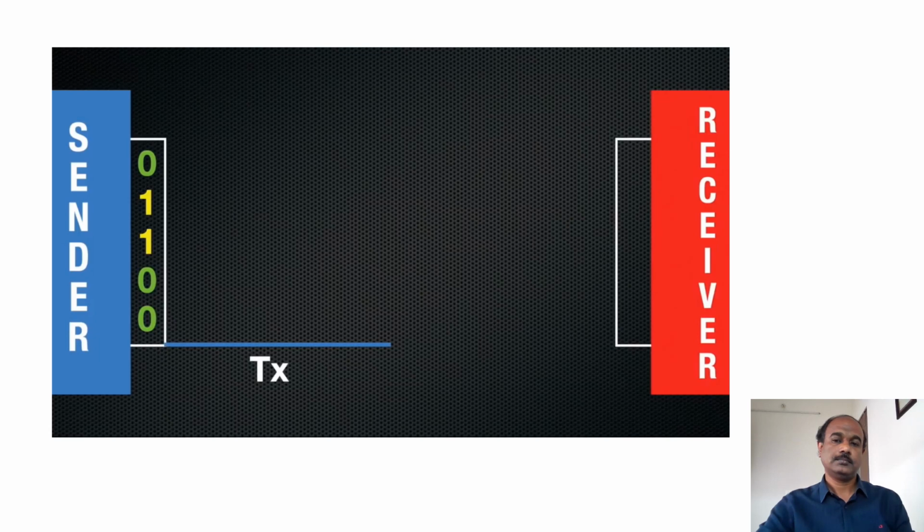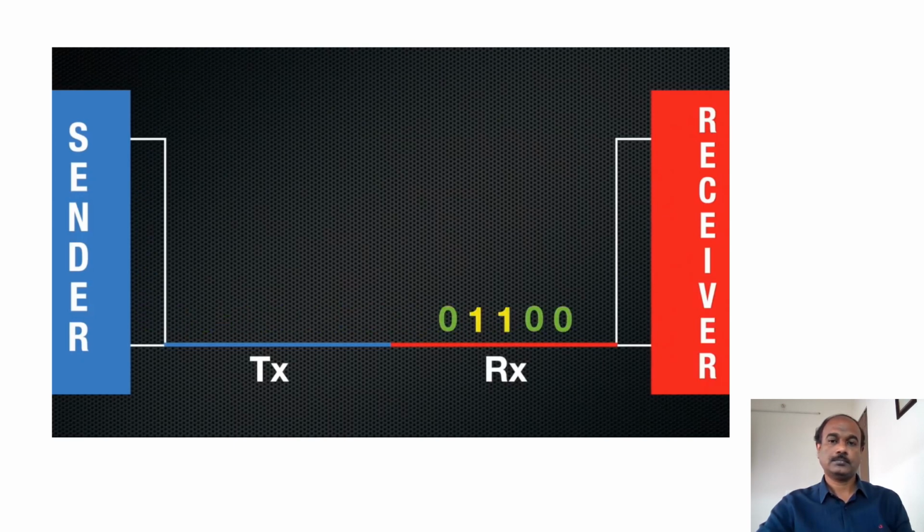On the sender side, this is the transmit data or TX wire. On the receiver's end, this is the receive data or RX wire. Once these are connected together, the data can flow from the sender to the receiver. This is the simplest case.